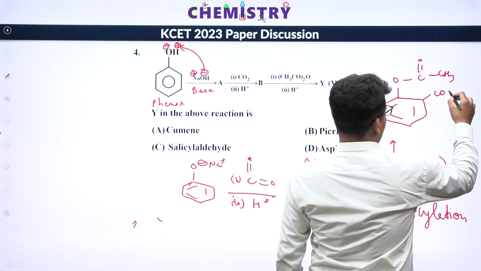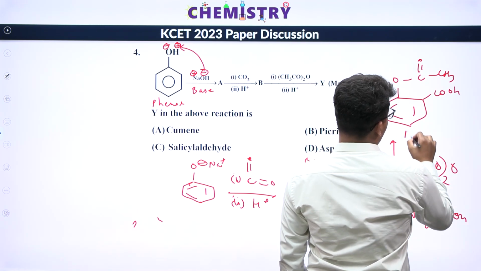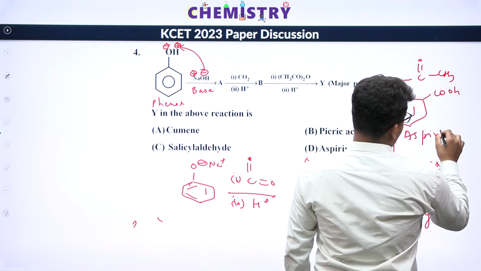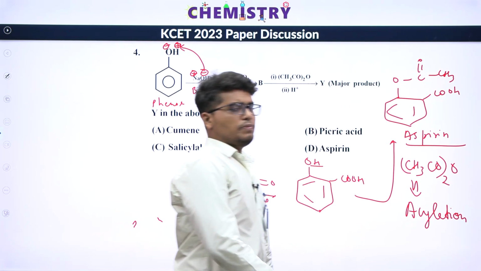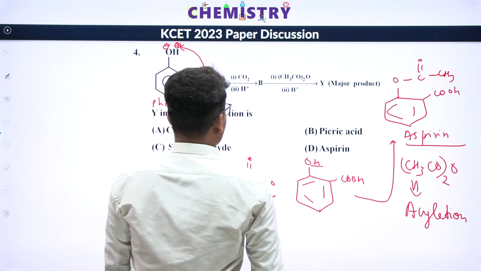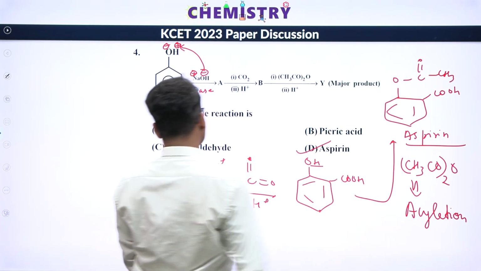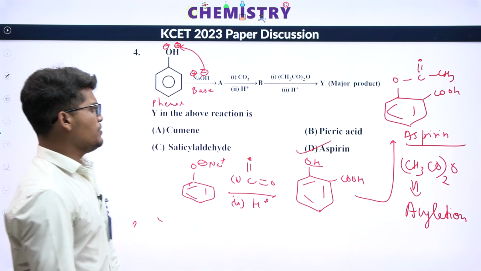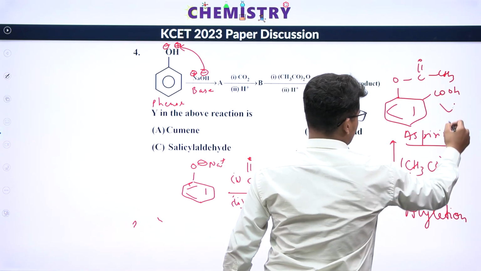Now we have this COOH. Now you know this compound is known as aspirin. Fine. So now you can see the product will be D, because they are asking for the major product.